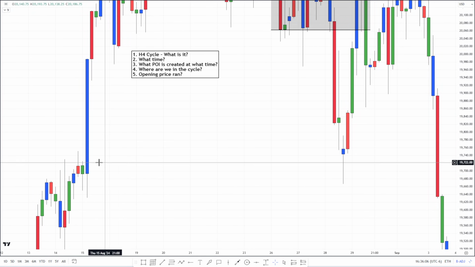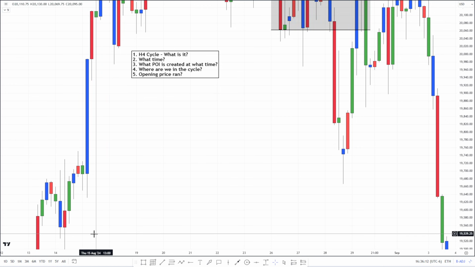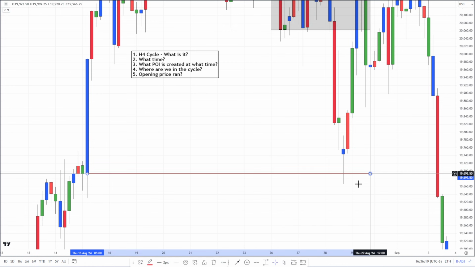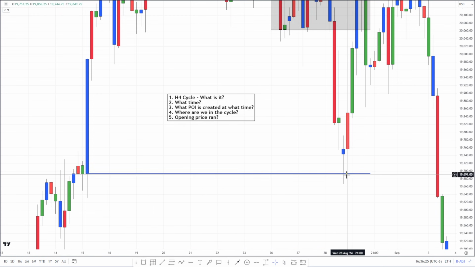Skipping forward, remember, here's this consolidated area. We get price that moves out of that area. So this open is a nice open. It's sensitive. We're looking for a cycle to complete somewhere around here. And lo and behold, we have a 5 o'clock candle that completes this cycle.